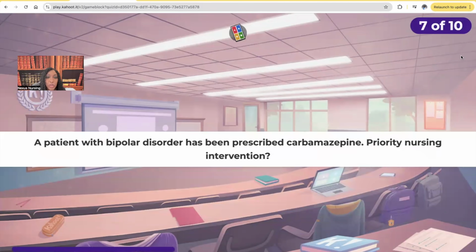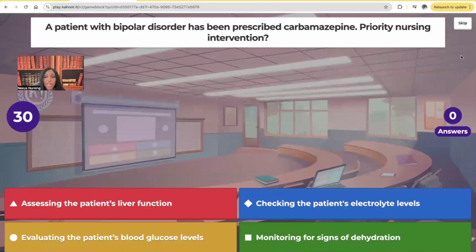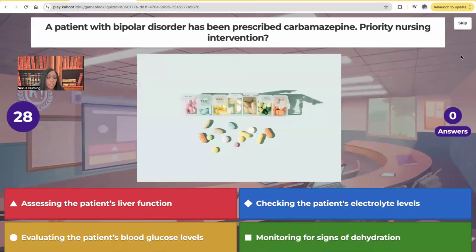A patient with bipolar disorder has been prescribed carbamazepine. What is your priority nursing action or intervention regarding this med? Assessing the patient's liver function, checking the patient's electrolyte level, evaluating the patient's blood glucose level, or monitoring for signs of dehydration. What do you guys think?